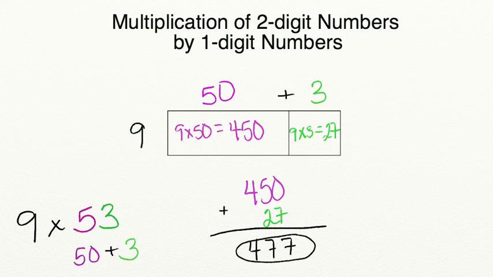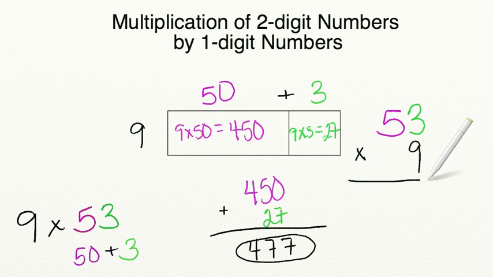Now that you've seen how to multiply these two numbers using the area model, I want to show you how to multiply these traditionally. Now we're going to use the same numbers and the same colors so that you can see how they connect. So we're going to multiply 53, and again we're going to use the same colors to separate our tens place and our ones place, and we're going to multiply this by 9. Now when you're multiplying with one number on top of the other, you need to make sure that you line up your place values. So we have our ones place and then we have our tens place.